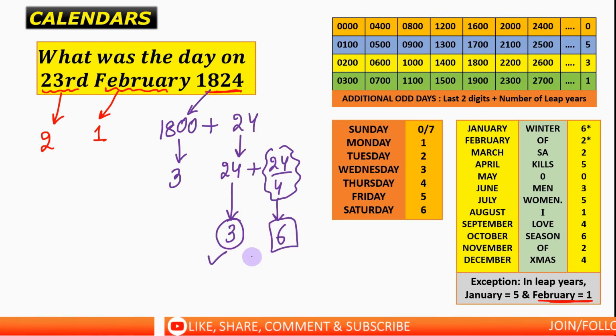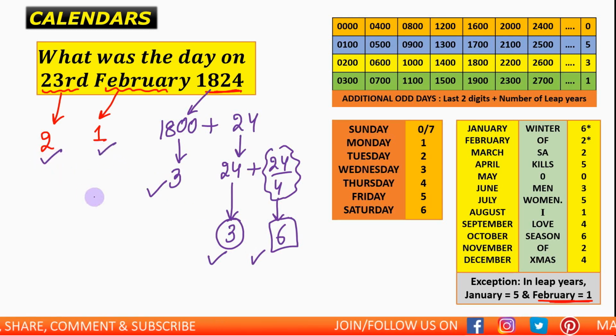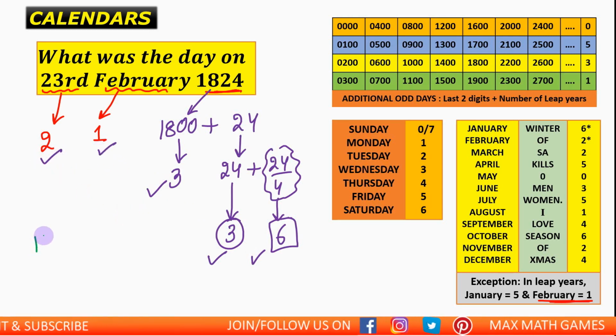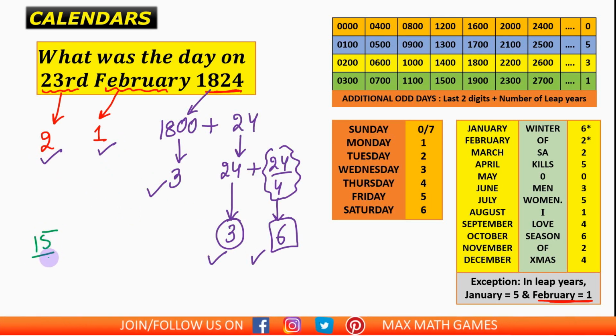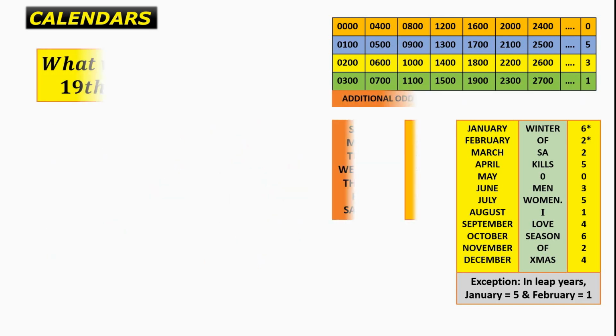So we add 3, 6, 3, 1 and 2, thereby getting this sum equal to 15, and when 15 is divided by 7 it leaves a remainder 1, and 1 odd day simply signifies that that date, that is 23rd February 1824, was a Monday. Okay. Now let us move on to the next question.